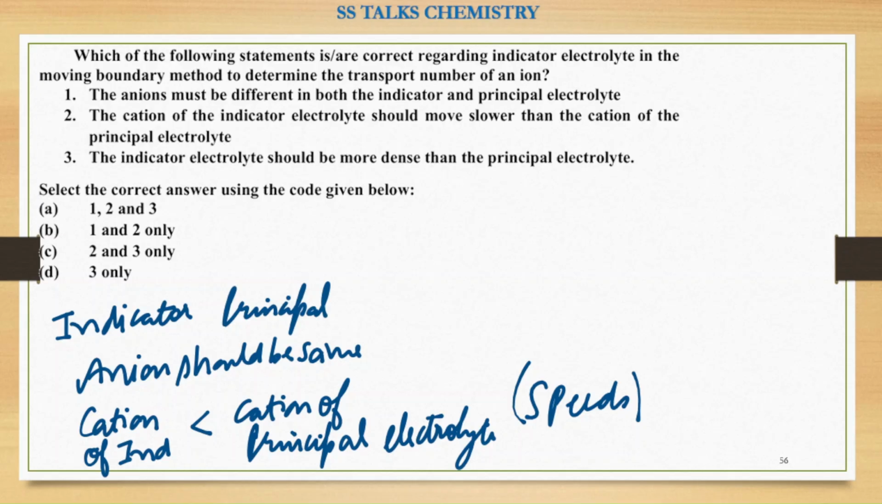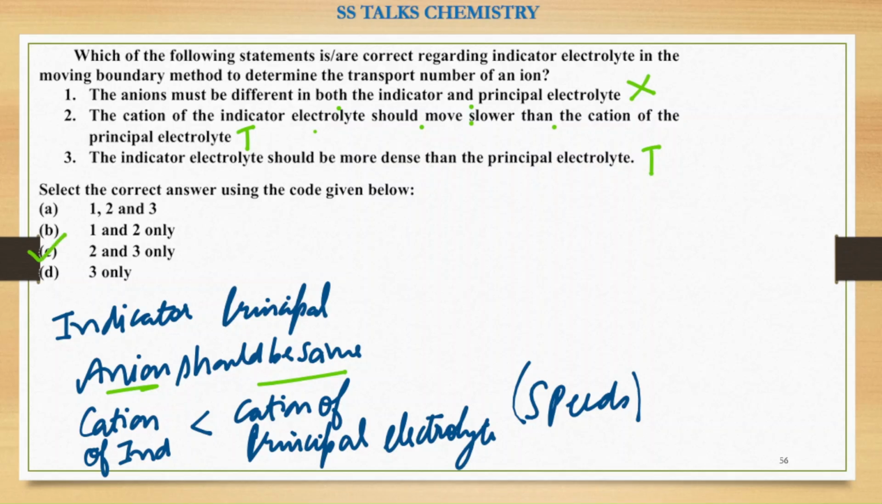Here the first statement says the anions must be different in the indicator and the principal electrolyte. This is incorrect, as I told you, the anion should be the same in both of them. Next, the cation of the indicator electrolyte should move slower than the cation of the principal electrolyte. This is true, as I told. Next, the indicator electrolyte should be more dense than the principal electrolyte. This statement is also true. So the second and the third are true, which is given in option C.